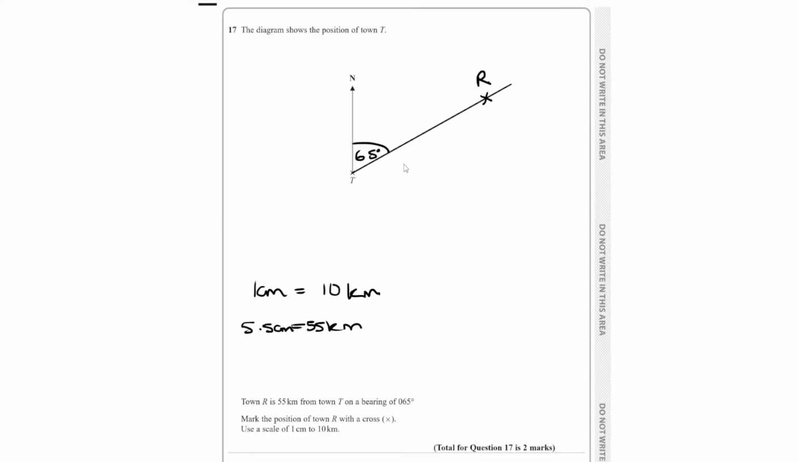So do your bearing first, measure the angle first, just draw a really long line and then figure out how far along that line is town R. Obviously mine's just a rough estimate, but yours will be more accurate in real life. So you get 2 marks for that.